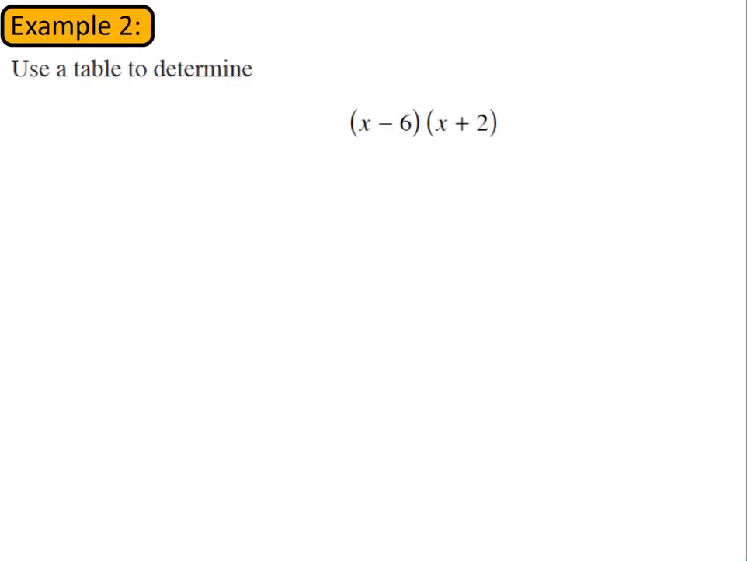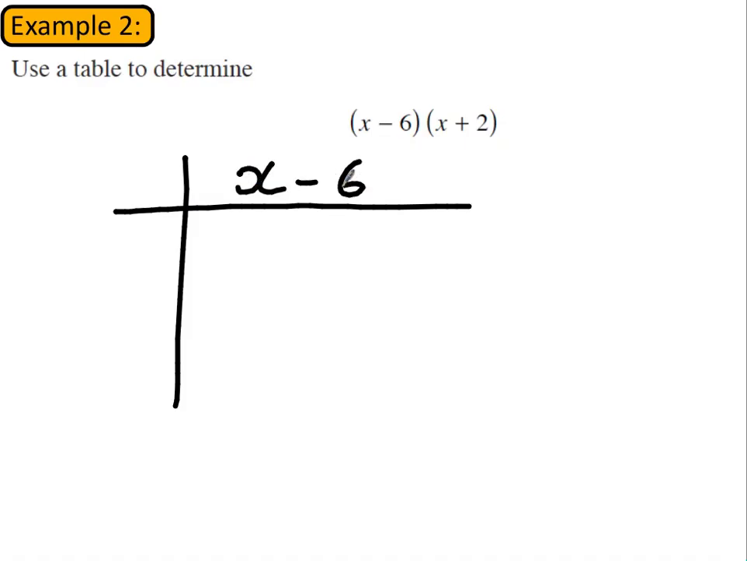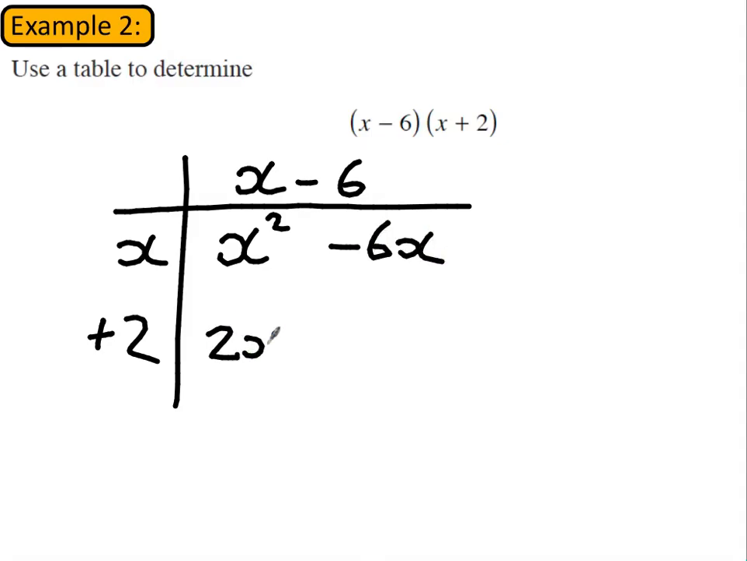Okay, let's try that again. This time we've got a negative number to deal with, but it's no different in principle to the previous example. So we're going to have x minus 6 and x plus 2. So x times x is x squared. X times minus 6 is minus 6x. X times 2 is 2x, and 2 times minus 6 is minus 12.